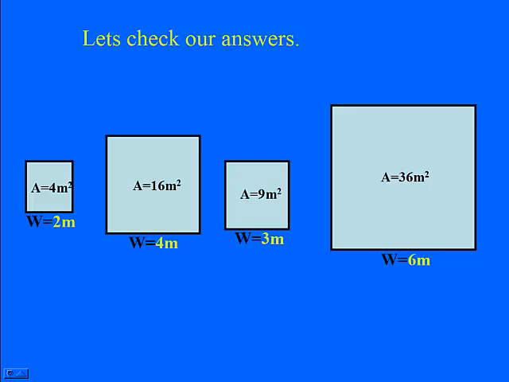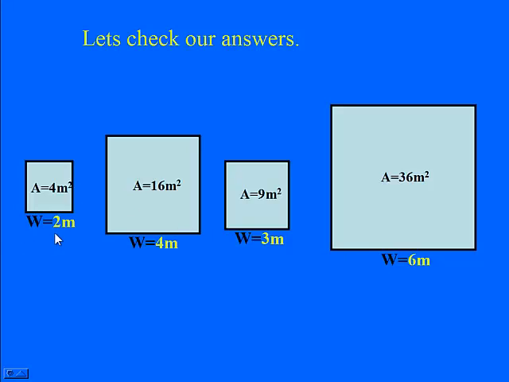How did you do with your answers? The one thing about finding the width of the square is it's very easy to check to see if we're correct. All we do again is use our area formula. We just multiply the width by itself and see if we come up with the right area.